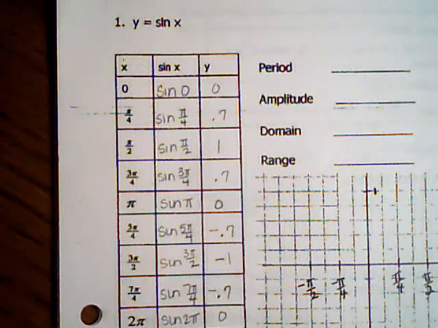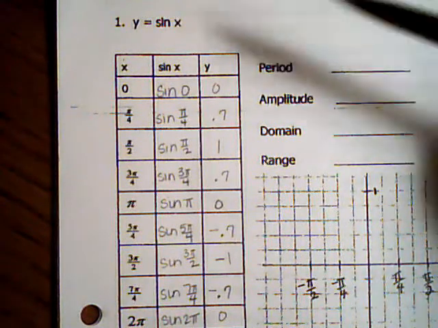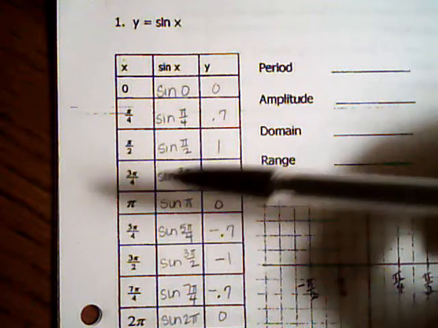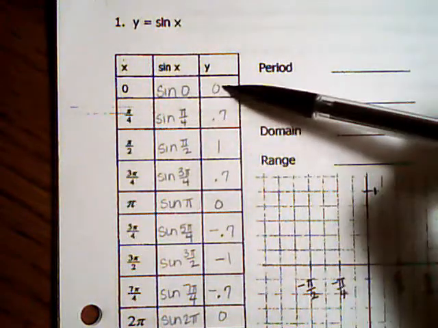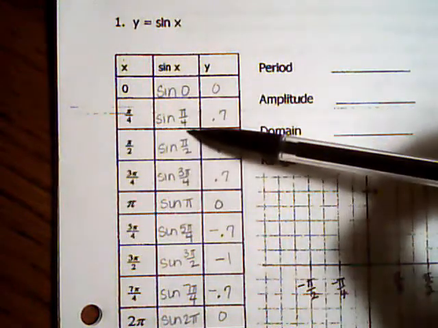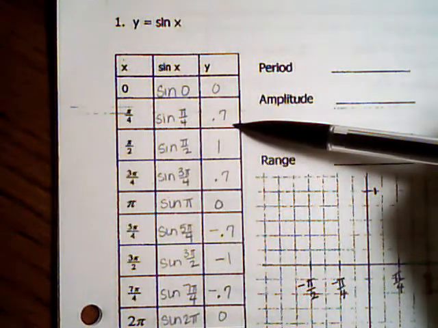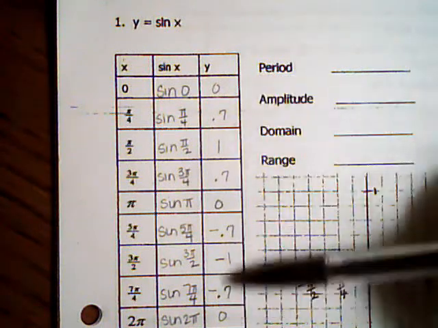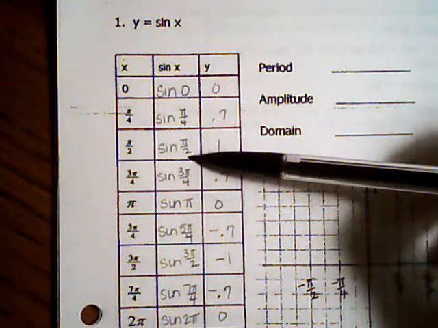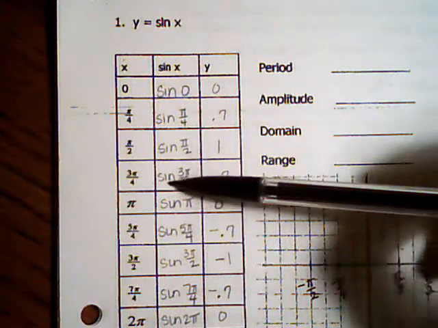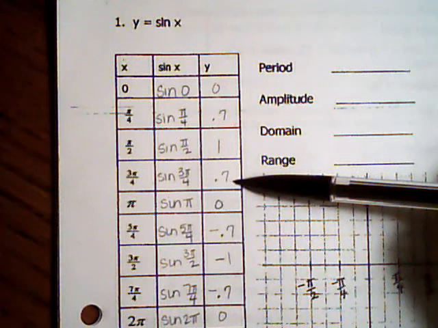So you can use your unit circle, or just from memory if you've learned your sine values of your multiples of pi over 4. The sine of 0 is 0. The sine of pi over 4 is the square root of 2 over 2. But just for the sake of my graph, I've changed that to a decimal and just kept one decimal place all the way down. The sine of pi over 2 is 1. The sine of 3 pi over 4 is square root of 2 over 2, or 0.7.